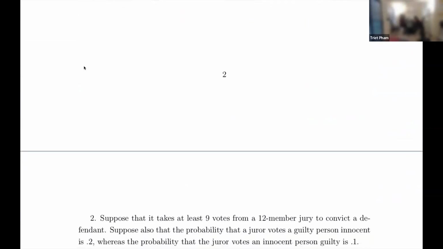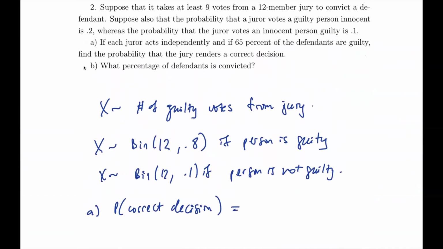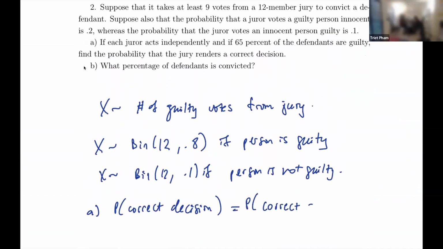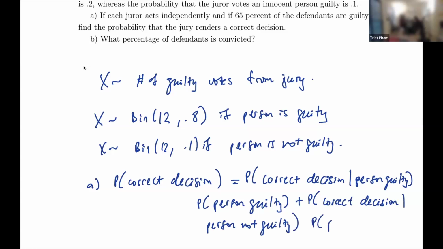In other words, here we should look at the probability of a correct decision conditioned on the person being guilty, times the probability that the person is guilty, plus the probability of a correct decision given that the person is not guilty, times the probability that the person is not guilty.